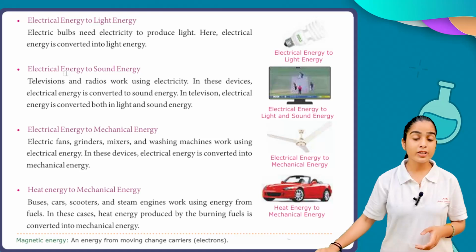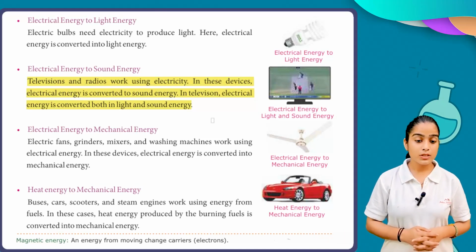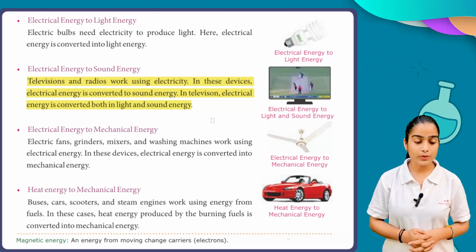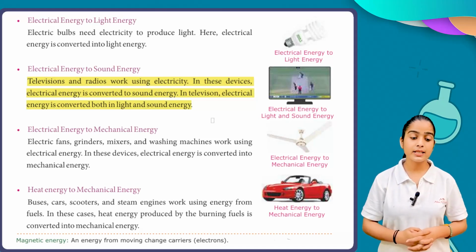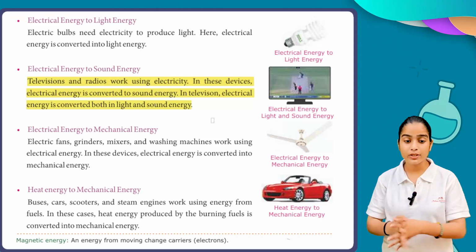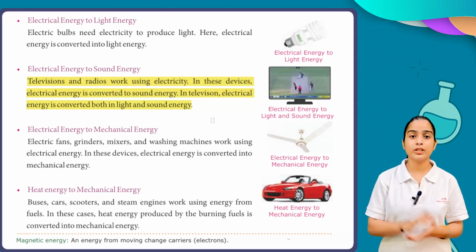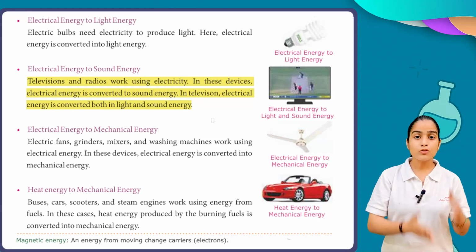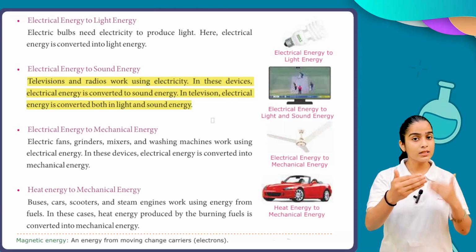Next, we have electrical energy to sound energy. Televisions and radios work using electricity. In these devices, electrical energy is converted to sound energy. In television, electrical energy is converted both into light and into sound energy. Because when we watch television, we see light as well as hear sound. So electrical energy can be converted into light energy as well as sound energy.